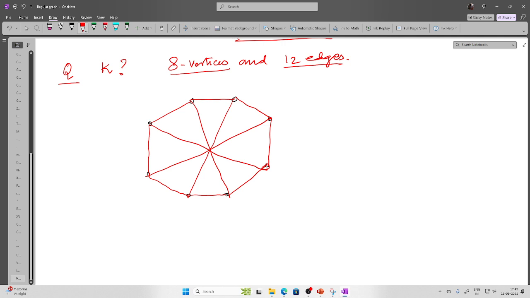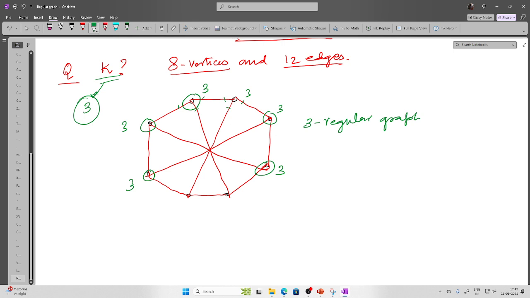Now what is required? Degree. So let us take this one. This is having degree 1, 2, 3. This is also having degree 3. Every vertex in this graph is having degree 3. So that is what we call a 3 regular graph. So what is k in this? It is 3. So in this way you can proceed to evaluate the value of k for a k regular graph. Once again I am telling you, a graph for which each vertex has the same degree is called a regular graph.